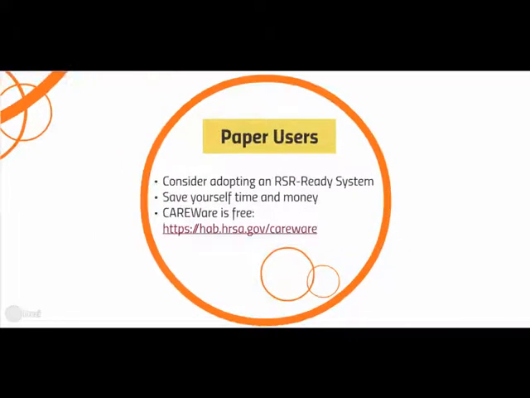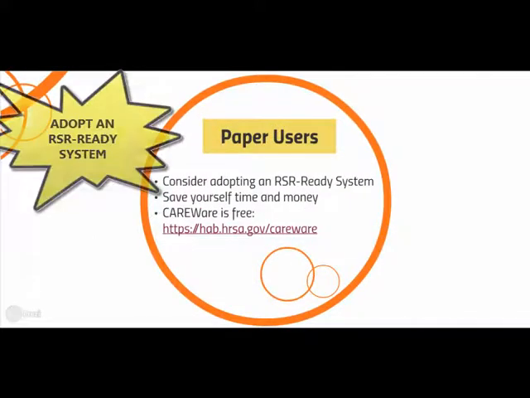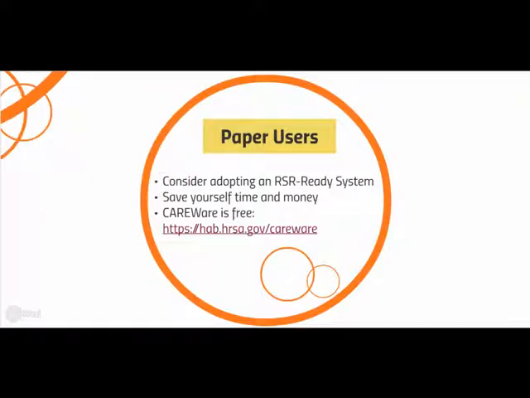If you don't collect any data electronically, consider adopting an RSR-ready system. The sooner you adopt an electronic system, the better, because you can input your data over the course of the reporting period, instead of all at once before the submission deadline. HAB offers Careware free of charge. Use the link on the slide to download it.